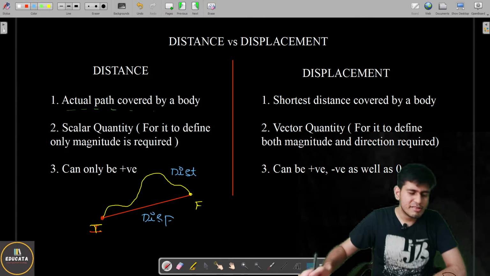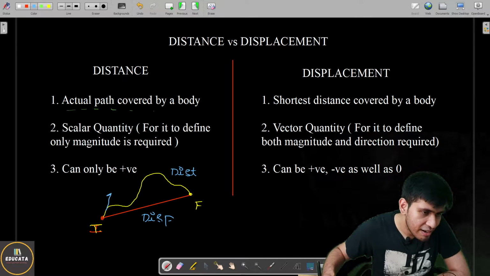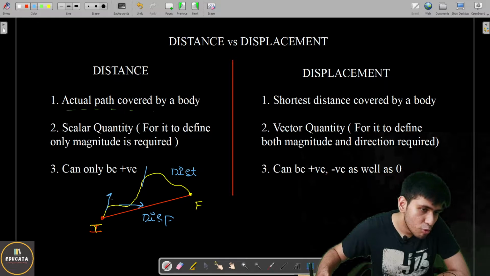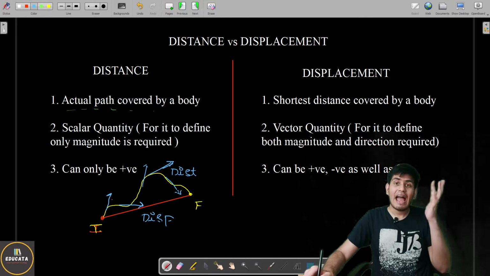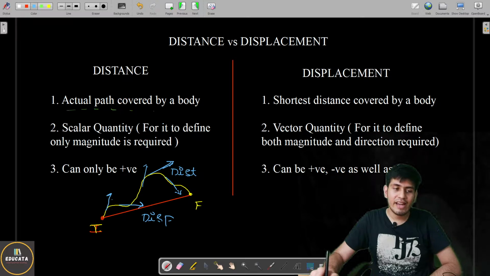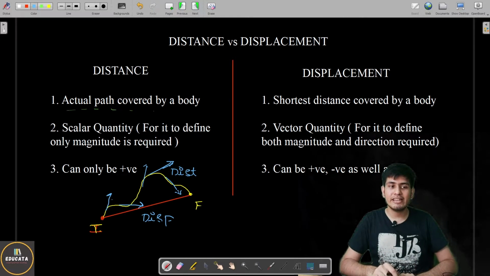How? See, this is the body. It is moving in this direction at this particular point. It is moving in this direction at this particular point. It is moving in this direction at this particular point. It means it is having both distance and direction. Okay, it is having both magnitude and direction.